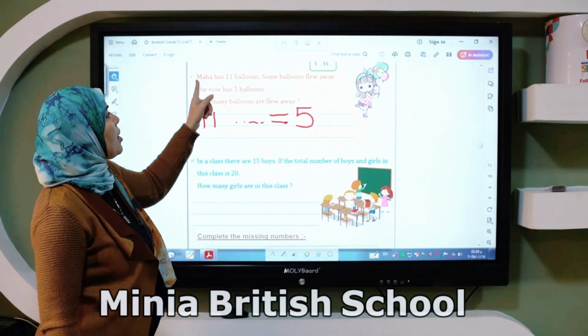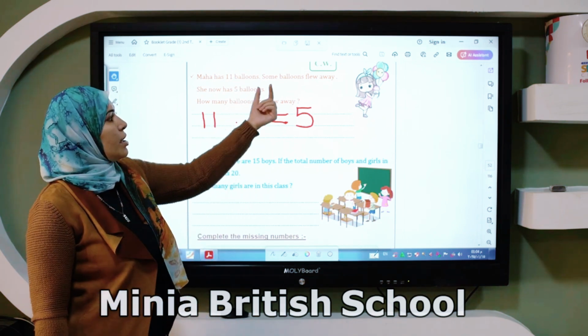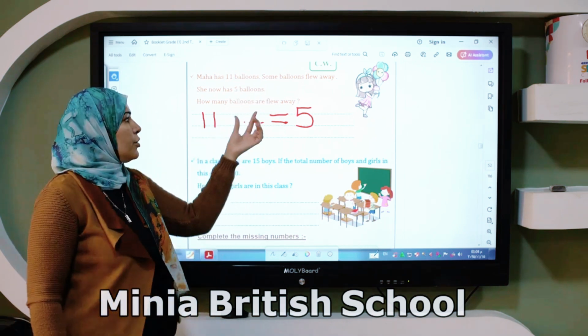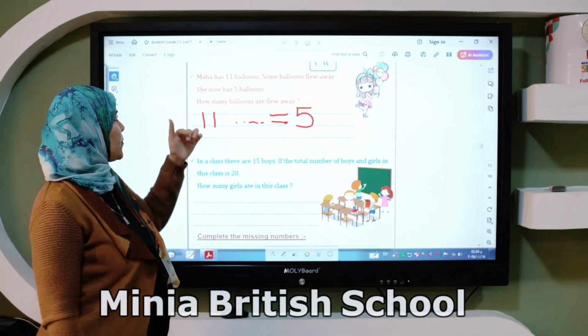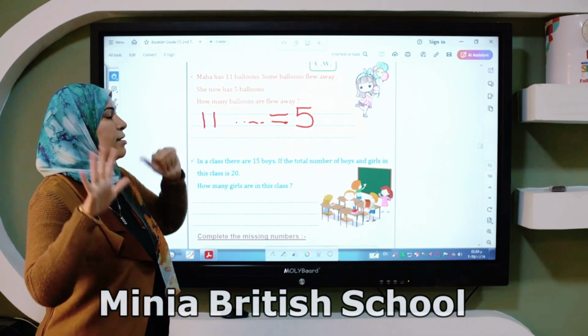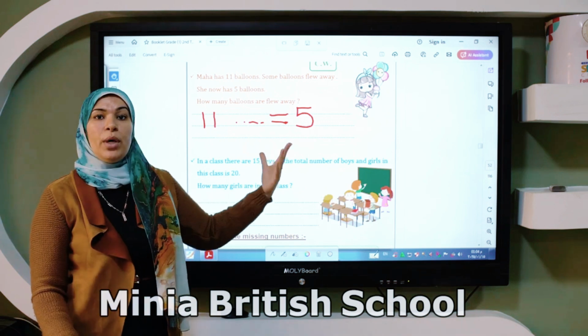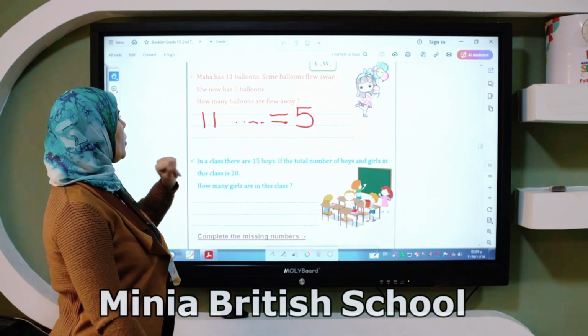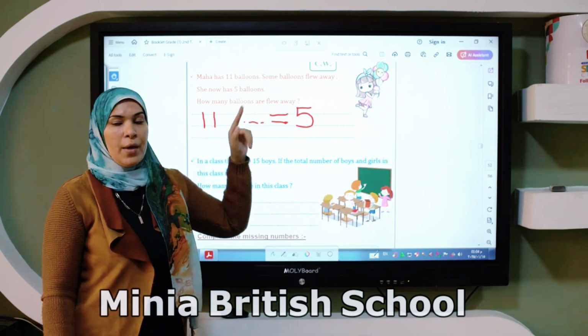Again, Maha has 11 balloons, so I write number 11. Some balloons flew away. I don't know how many balloons flew away, so here I write a space. She now has 5 balloons, so the answer is 5, and I write equals 5. I want to know how many balloons flew away.